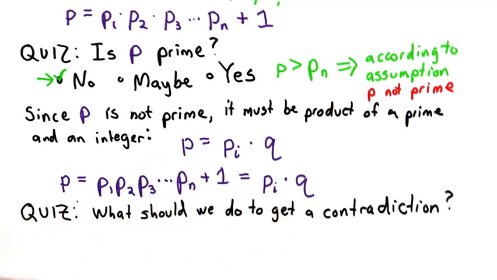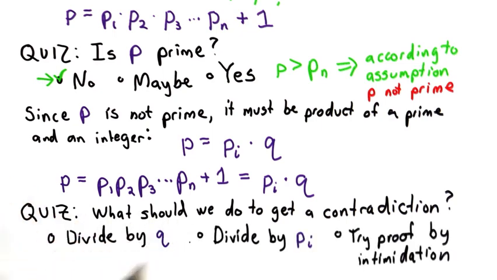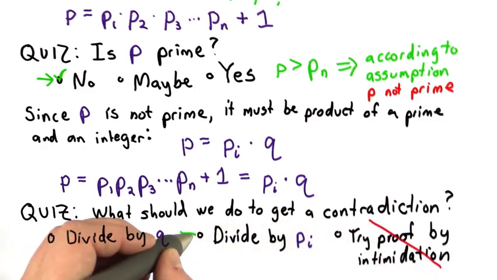So now that we have this, what should we do to get a contradiction and prove that there's no maximum prime number? So the possibilities are to divide by q, to divide by p_i, or try proof by intimidation. This is an especially effective proof technique when we're proving something that Euclid already proved. The answer is we don't need to resort to proof by intimidation in this case. We can prove this by dividing by p_i.